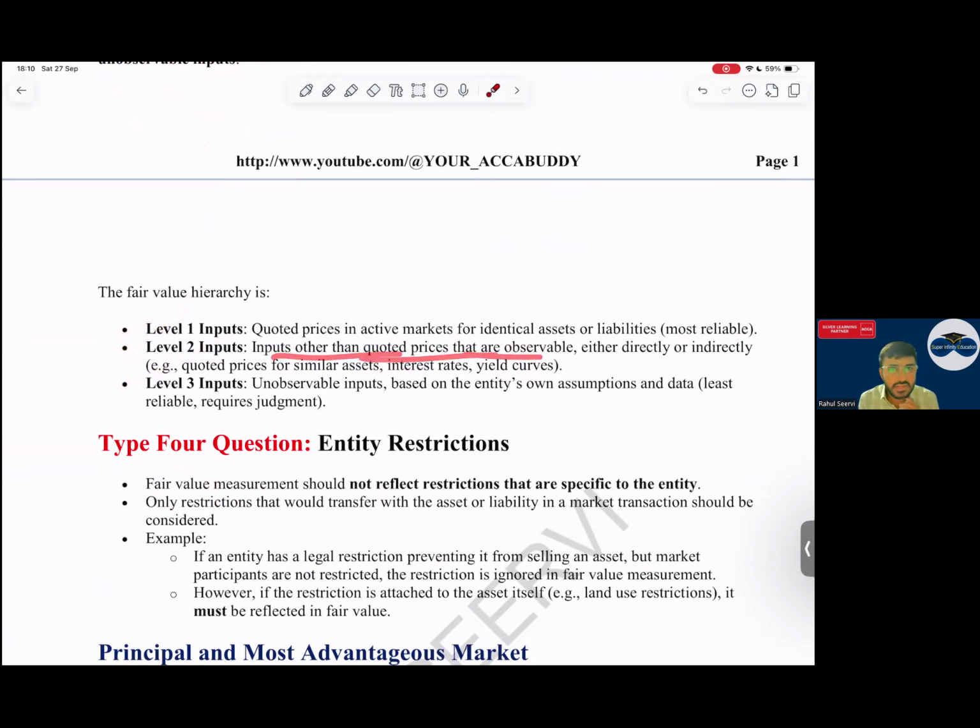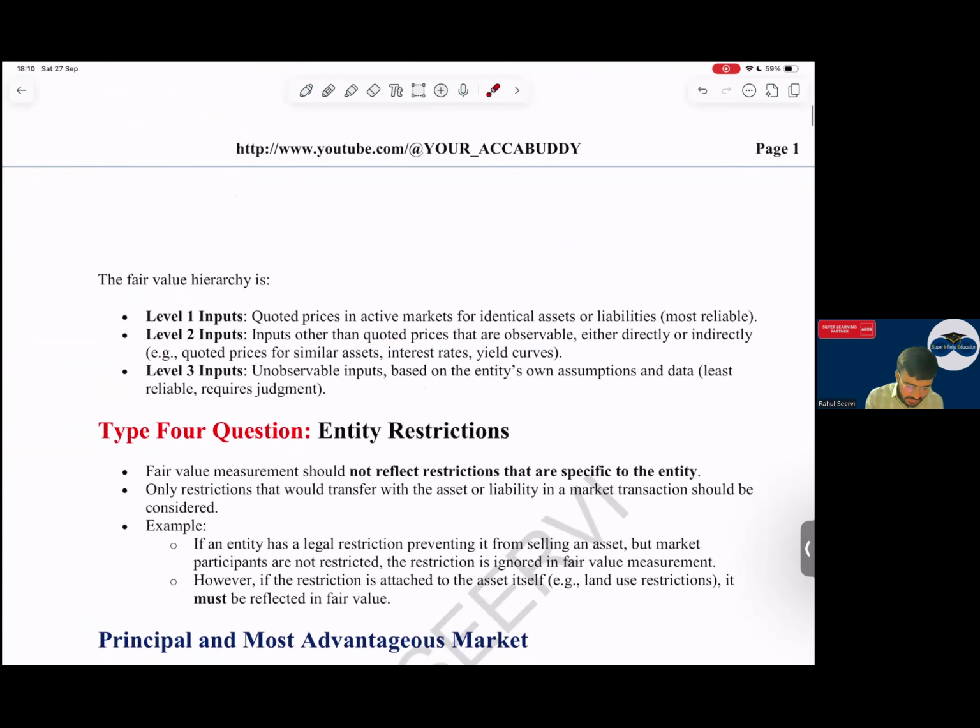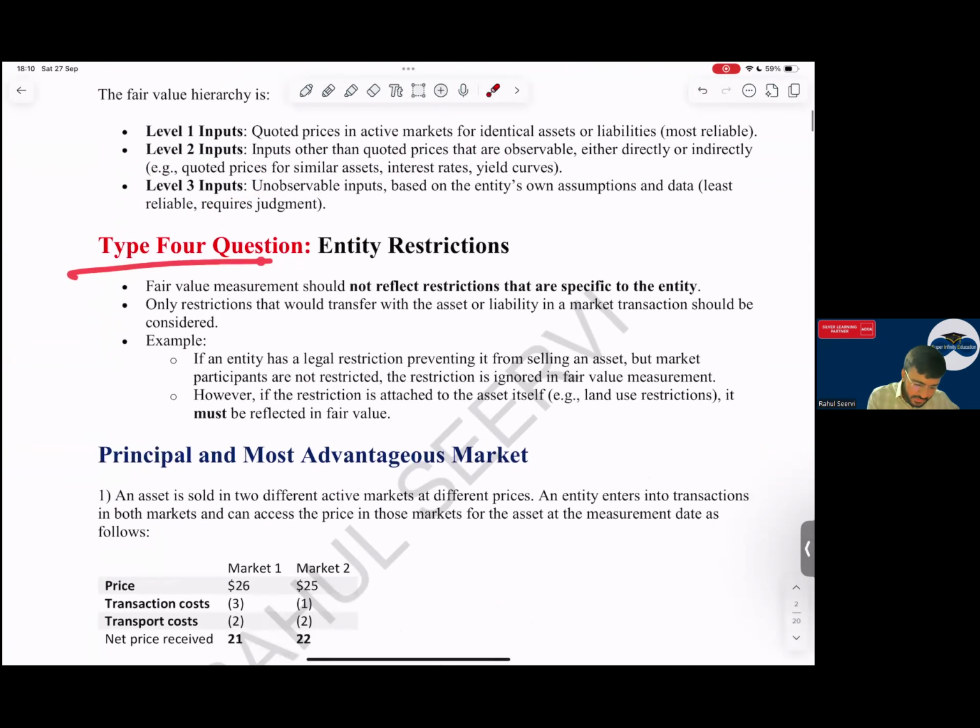Quoted prices that are observable, but here and there some adjustment is required. Then level 3, unobservable inputs, is based on the company's own assumptions. Then the type 4 question that comes in the exam is what? Entity restriction. As I mentioned, when we calculate the fair value, we consider what? Asset restriction. We will not consider the entity's restriction. Keep that in mind.